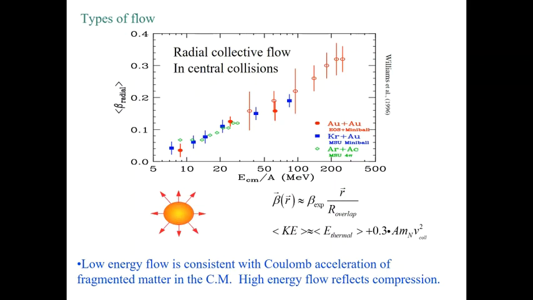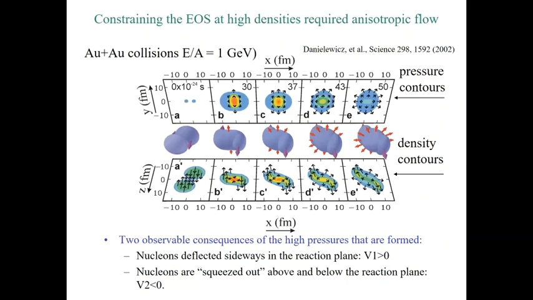There are three kinds of flow, you could say. Of course, there are many different Fourier components, so I'm just going to talk about radial flow. In a very central collision, the matter expands outwards after compression. The expansion gets bigger with higher energies. And then there are two flows illustrated in this figure here.